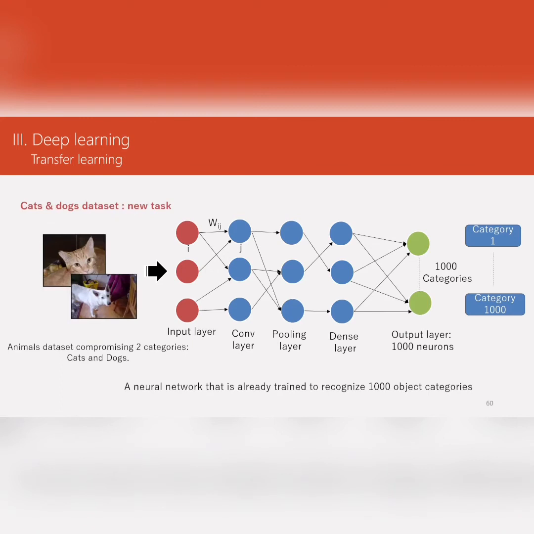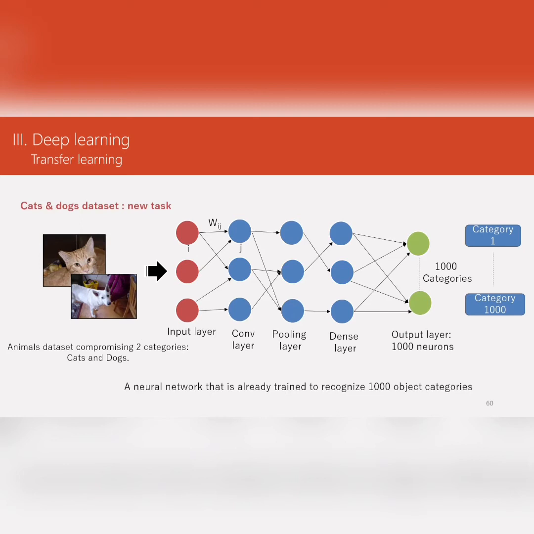Now we have a new dataset for cats and dogs, and this is our new task for our new dataset. So we want to create a model to classify an image into two categories. We have cats and dogs. So instead of training a neural network from scratch, we can use the previously trained model that has already seen a large number of categories, including animals. And we just adapt it to our new dataset of cats and dogs.